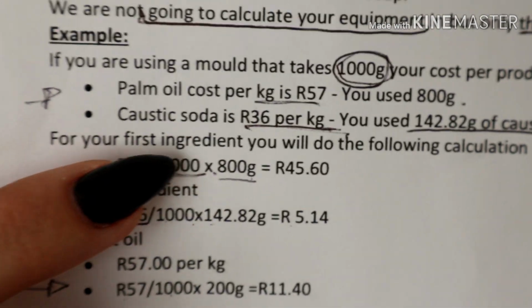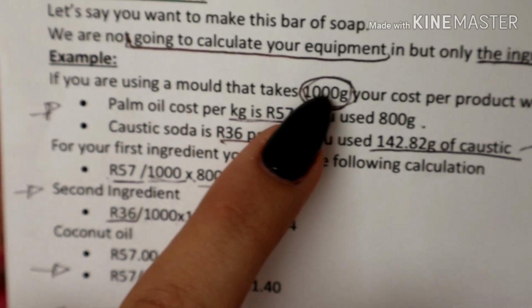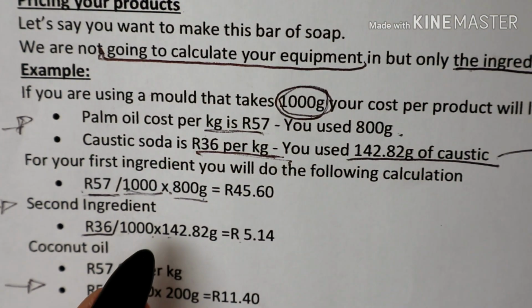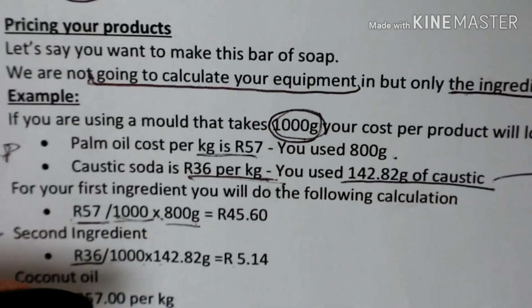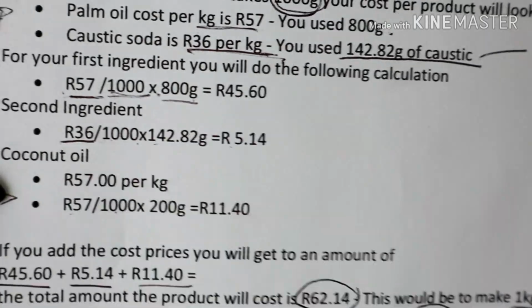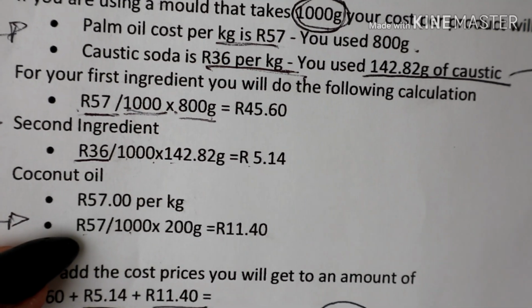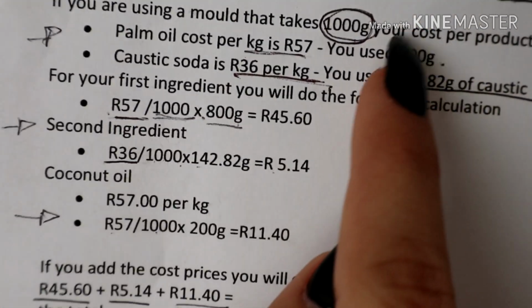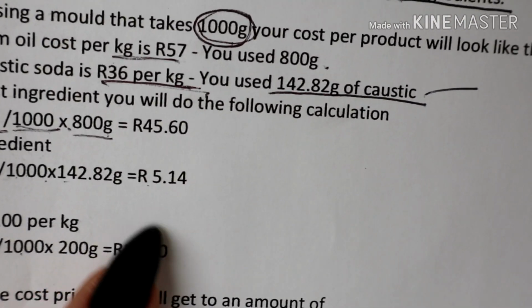36 Rand because we know that's how much it costs per kg. The 1000 because of how much the mold takes. And the 142.82 grams because that's how much we used. And then we'll come up with those prices over there. Coconut oil, it's 57 Rand per kg. So it's the 57 Rand, the 1000 because our mold takes 1000 grams, and then the 200 grams that we use, and we'll get that price over there.